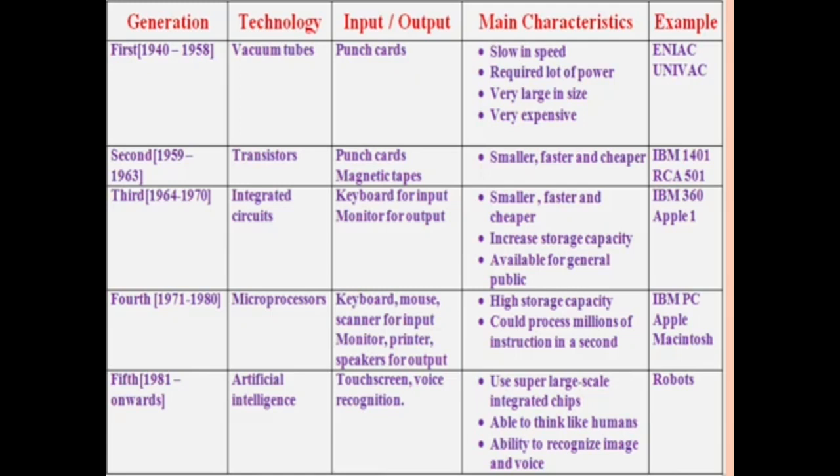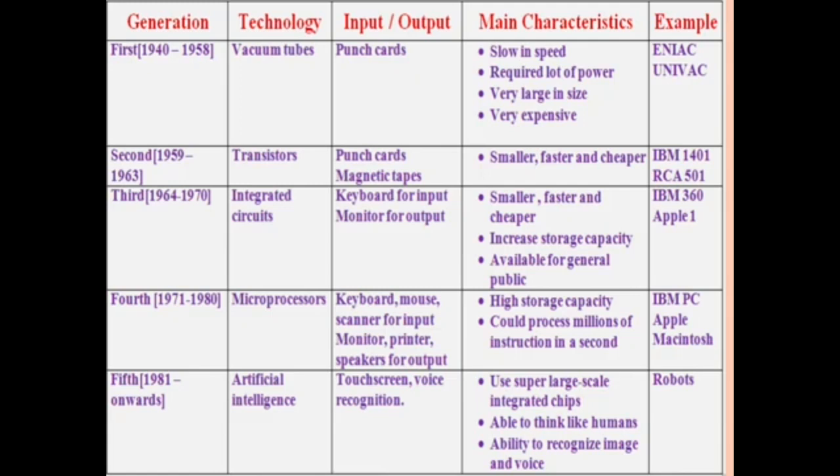The next one is fourth generation. Here 1971 to 1980. Up to that period they used this one. Here they used microprocessors, with keyboard, mouse, scanner for input, and monitor, printer, speaker for output, and high storage capacity, could process millions of instructions in a second. Examples are IBM PC and Apple Macintosh.